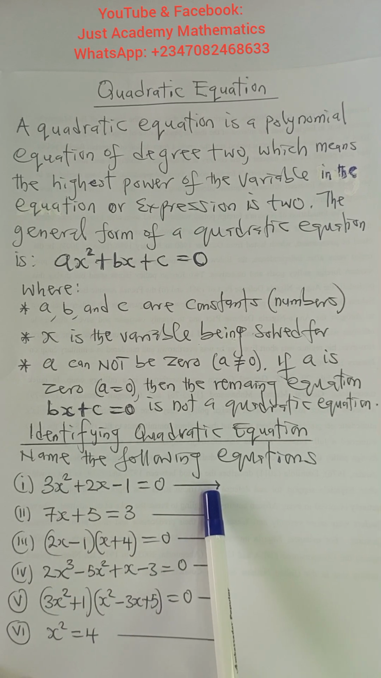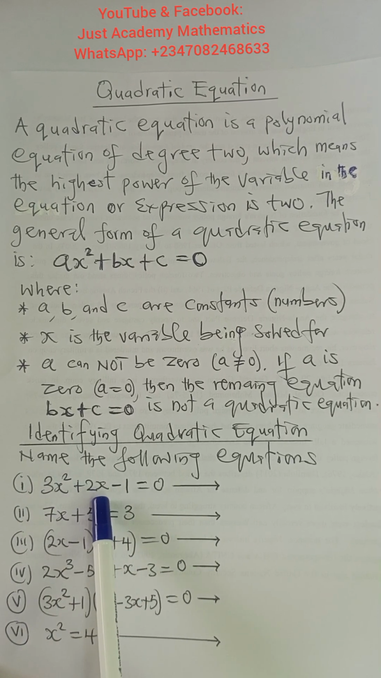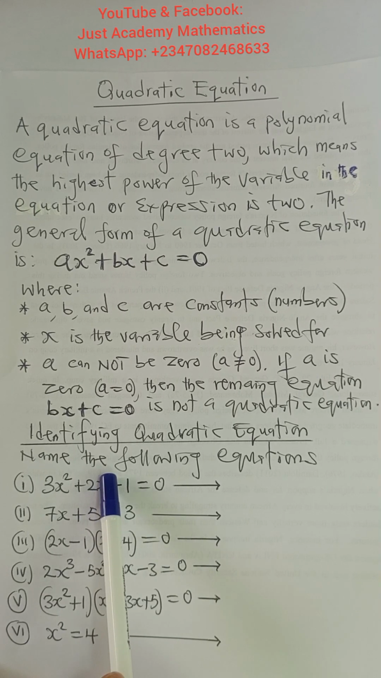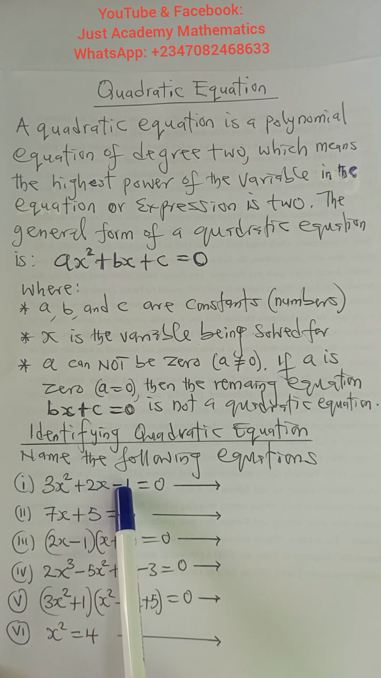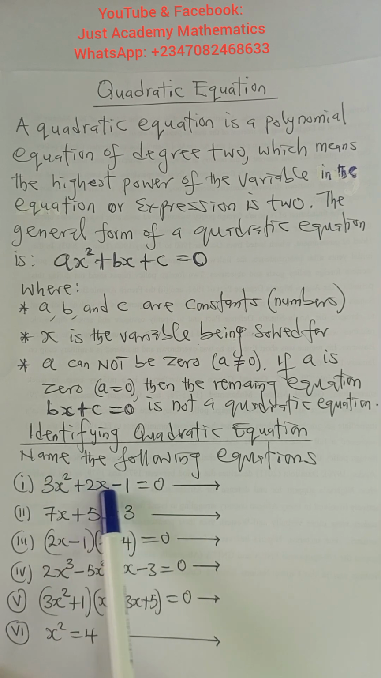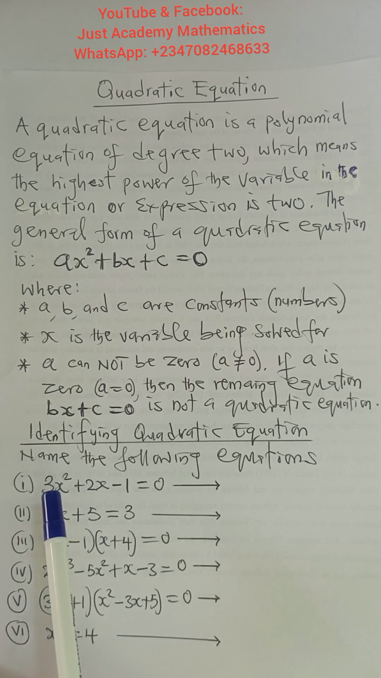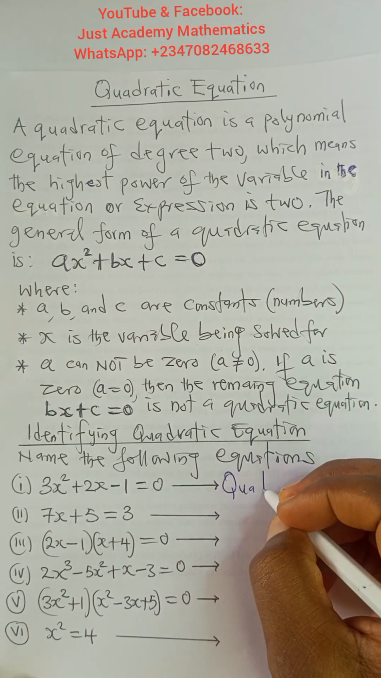And why is it a quadratic equation? Because of this square here. In this equation, the highest power, there is another x here, which is x raised to the power of 1. And this is x raised to the power of 2. So when the highest power is 2 of the variable you are solving for, then the equation is a quadratic equation. So this one is quadratic.